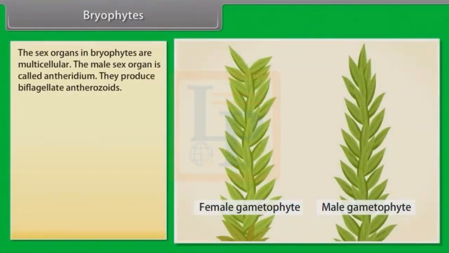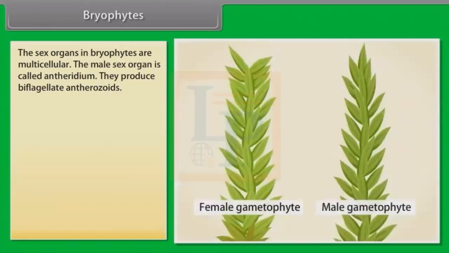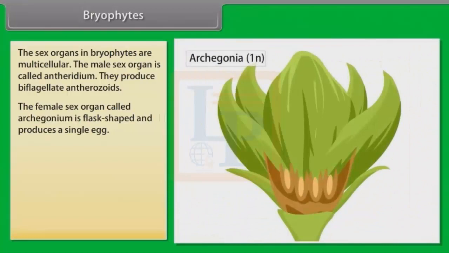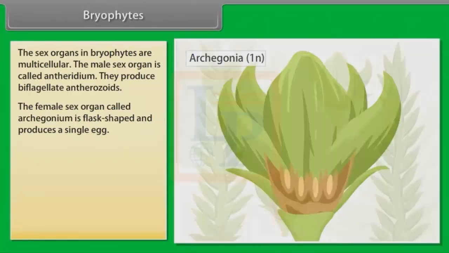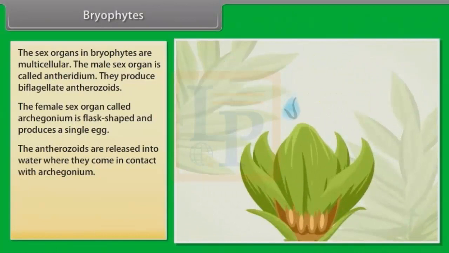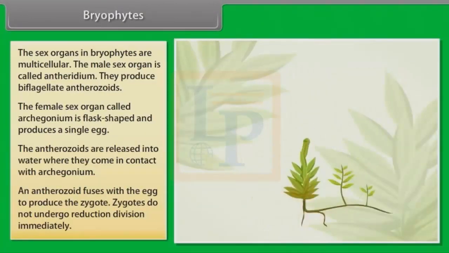The sex organs in bryophytes are multicellular. The male sex organ is called antheridium. They produce biflagellate antherozoids. The female sex organ, called archegonium, is flask-shaped and produces a single egg. The antherozoids are released into water where they come in contact with the archegonium. An antherozoid fuses with the egg to produce the zygote.